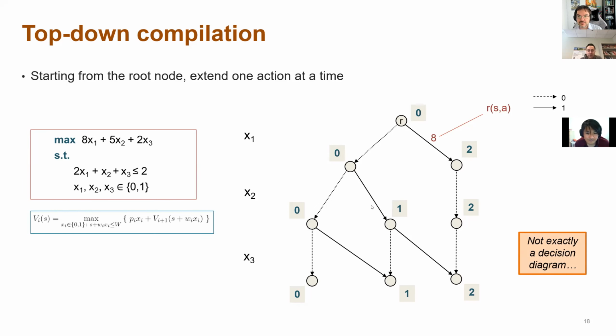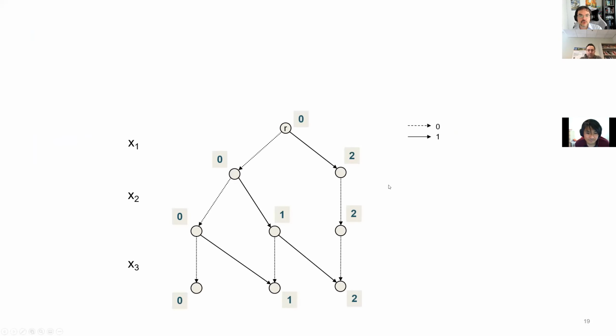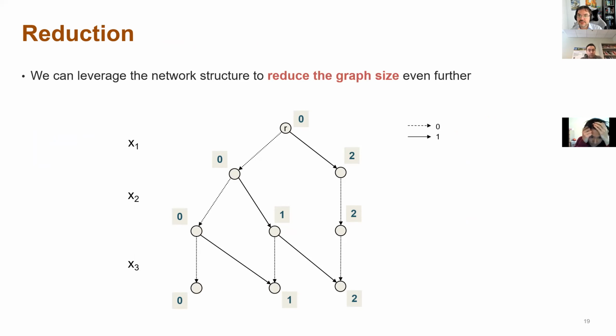Okay, so what differentiates this from a decision diagram? In a decision diagram, there's a very special operation called reduction. This is something in addition to the state transition graph, where we can exploit the combinatorial structure implied by this graph to get an even smaller representation of the set of feasible solutions. So we can take the structure of the graph to reduce it even further, and this is called reduction.